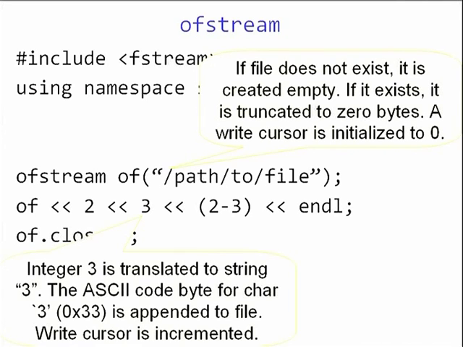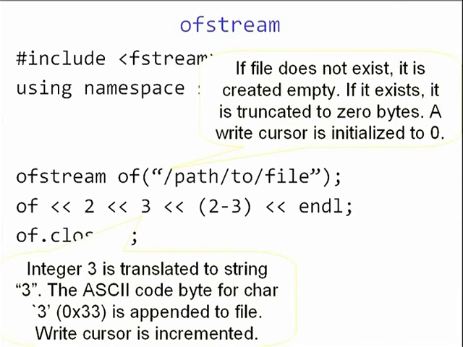After that point, if I'm printing that 3, what happens? The 3 is an integer. It occupies 4 bytes in RAM or in a register. The first thing that happens is that that integer 3 is translated to a string 3. They are different things. The ASCII code byte for character 3, which happens to be 0x33, hex 33, is appended to the file. And the write cursor is incremented by 1 byte because we've written out hex 33 to the output stream.